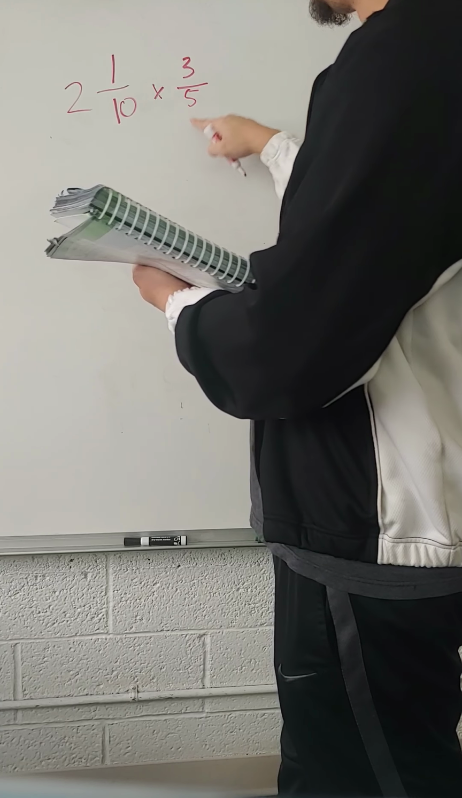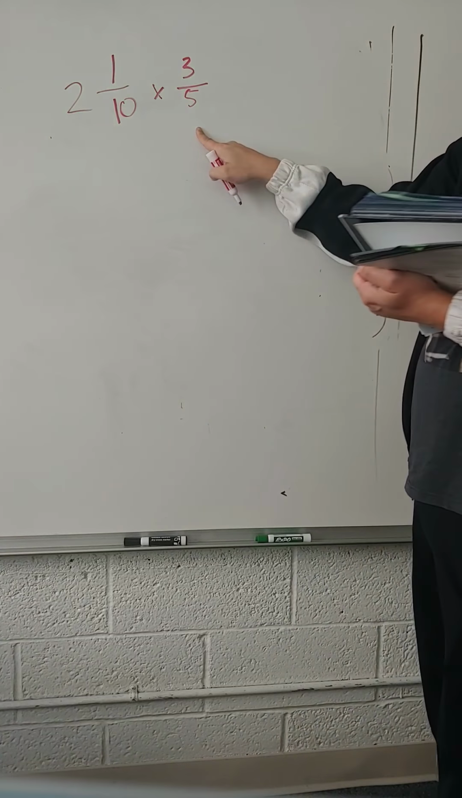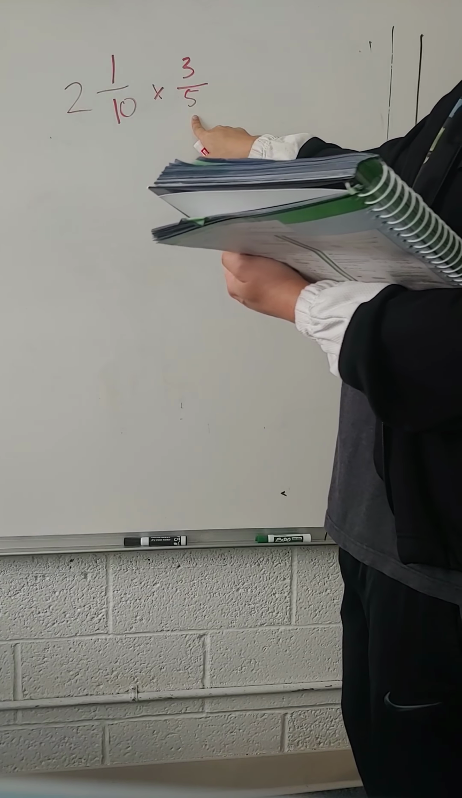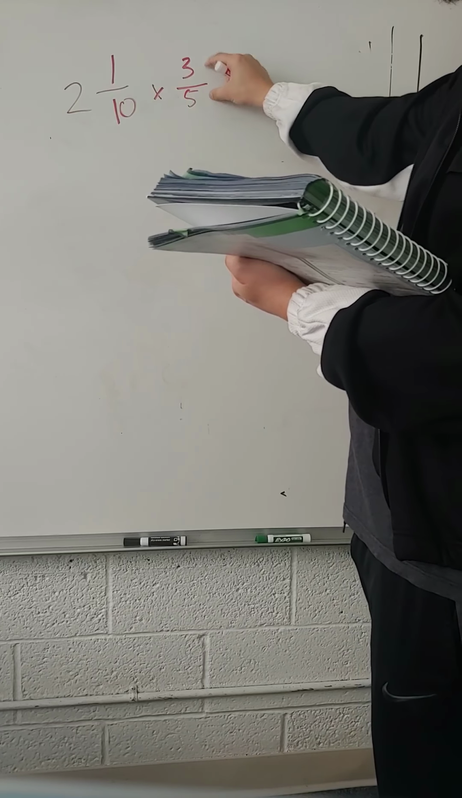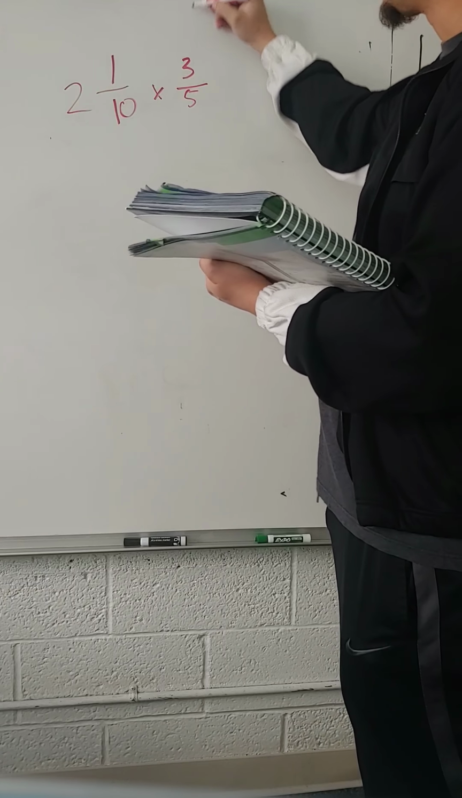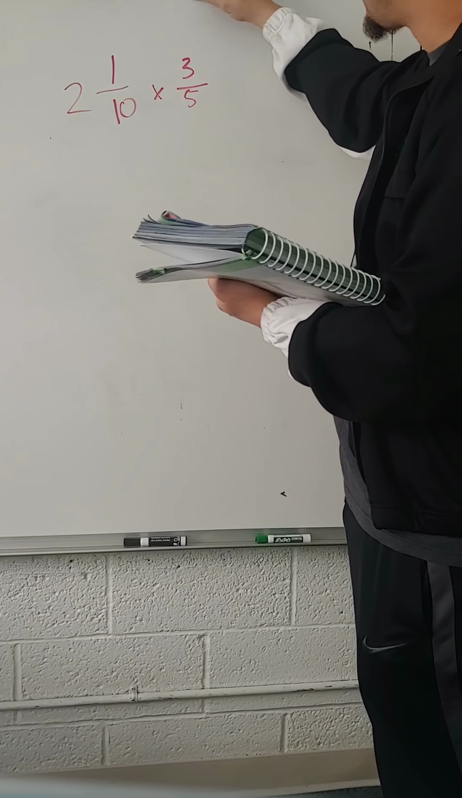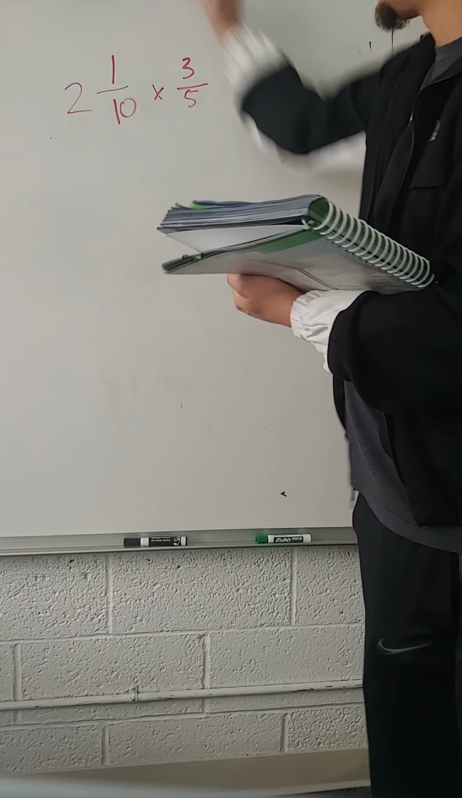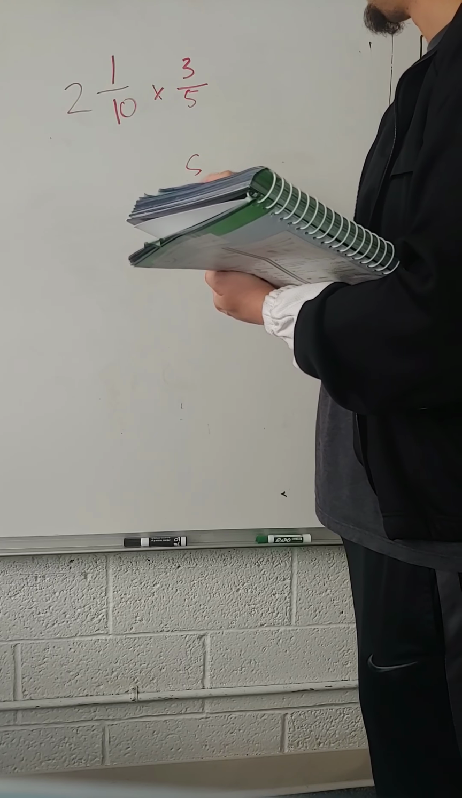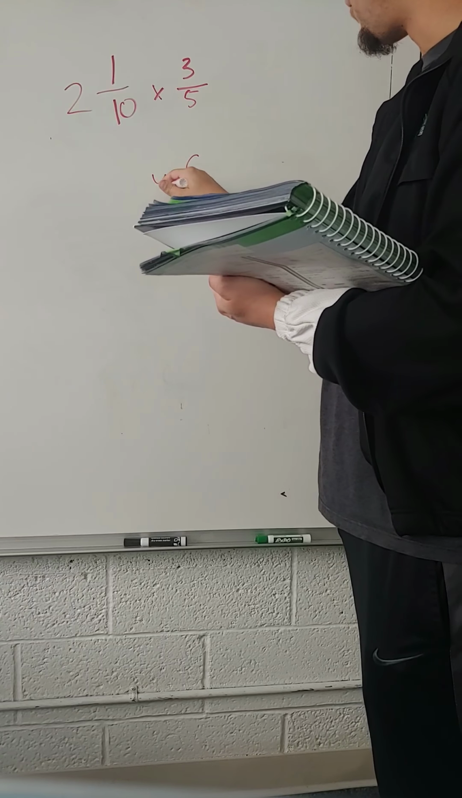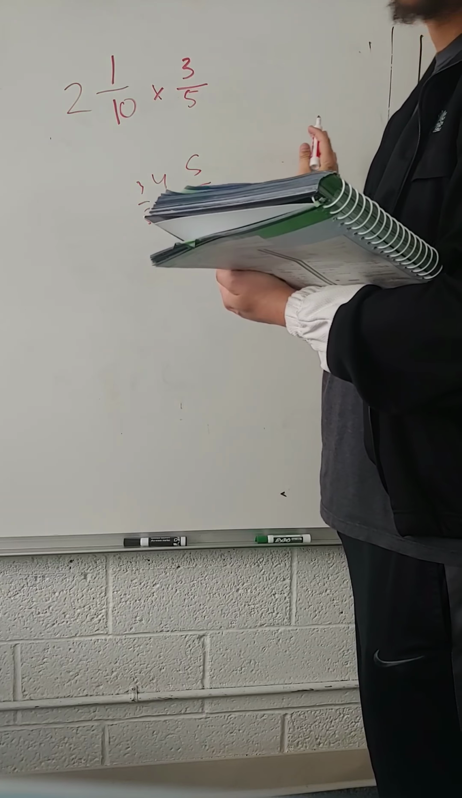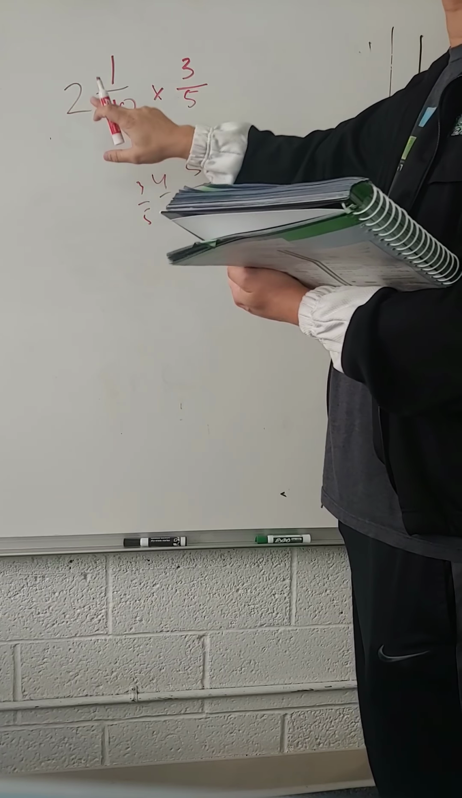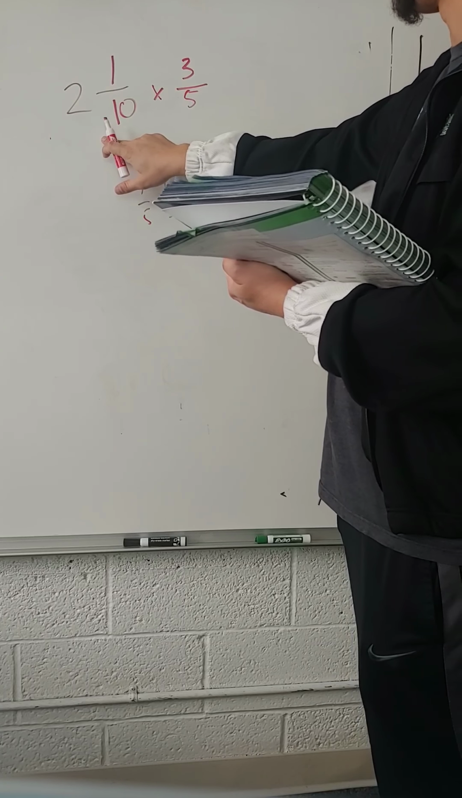Okay, then what they're trying to get you to understand is when I multiply a mixed number or a whole number by a fraction that's less than 1, is 3/5 less than 1? Yes. 5/5 would be 1. So anything less than that, 4/5, 3/5, 2/5, it's going to make my number smaller, not bigger.